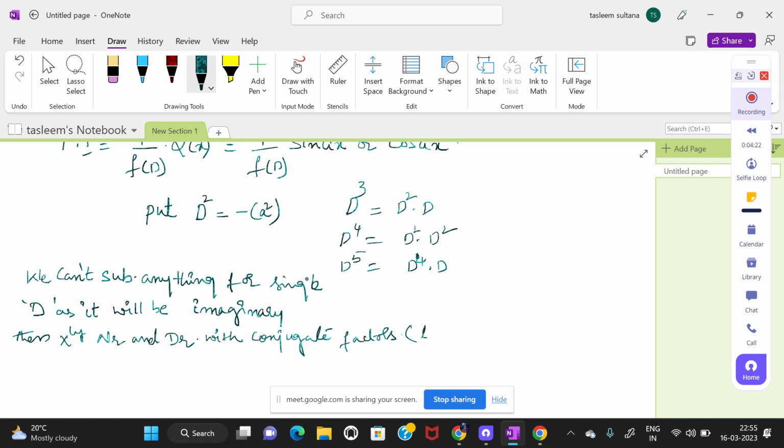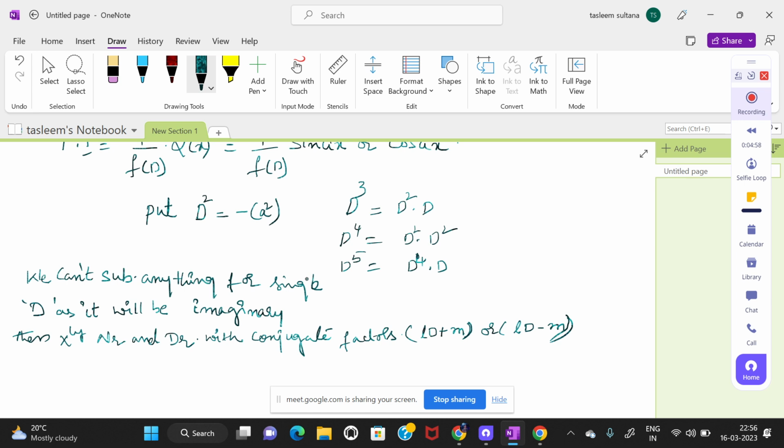Suppose it is in the form of lD plus m, then you are going to multiply and divide with lD minus m. If it is in the form lD minus m, then the minus will get changed to plus. If it is plus, it becomes minus. If it is minus, it becomes plus. The opposite one you are going to use. That is what is meant by conjugate factors.